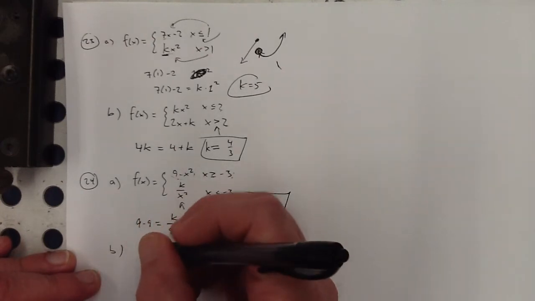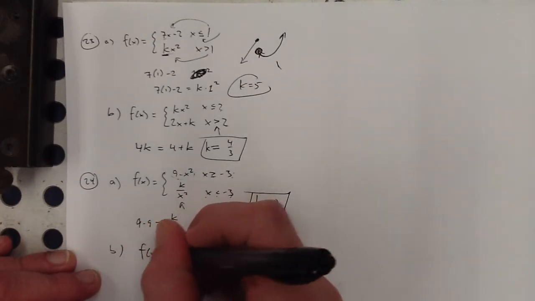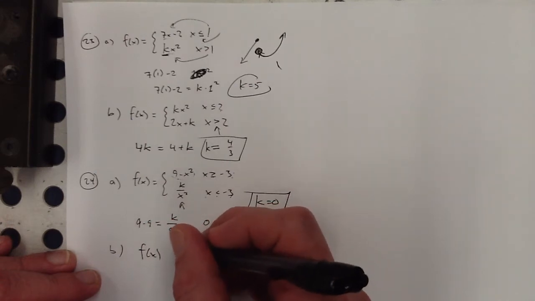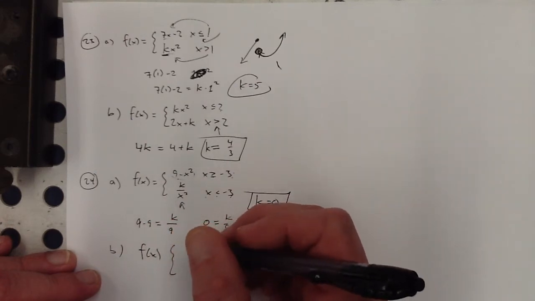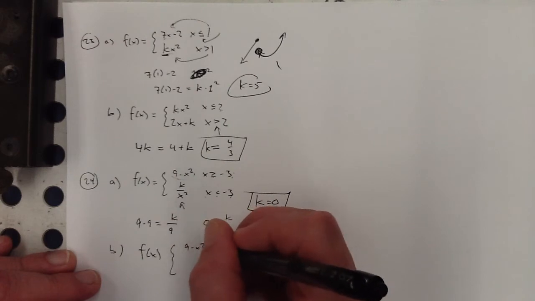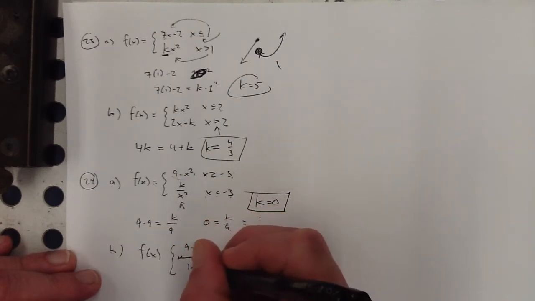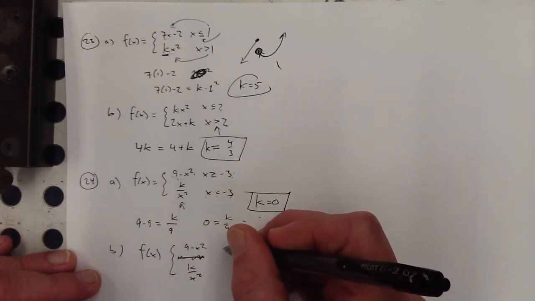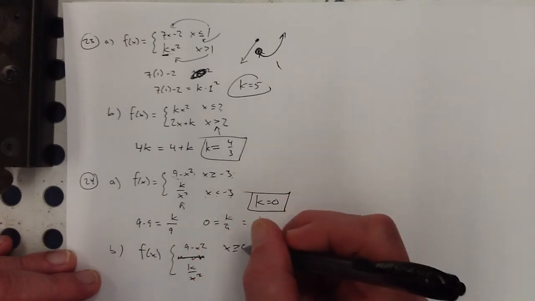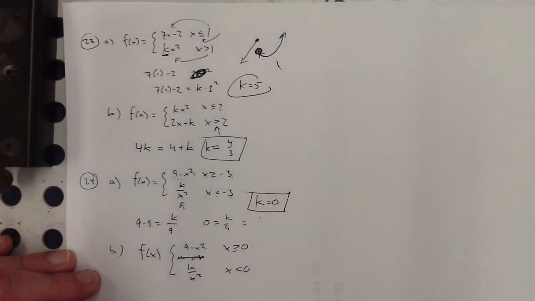All right, for B, it's the same function, 9 minus x squared and k over x squared. But this time, the transition happens at 0. So how does that change things? Well, now I'm plugging 0 into these.